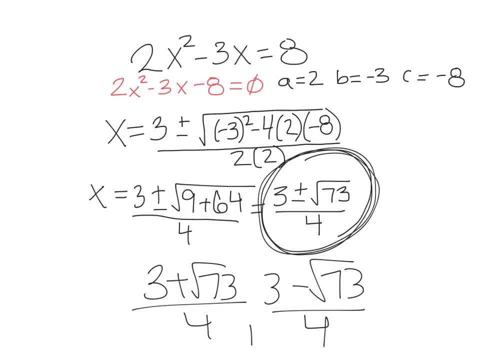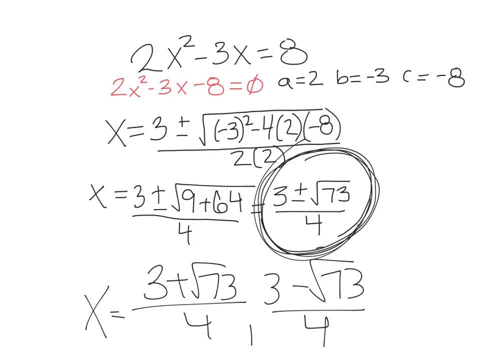Should we set the answer equal to 0 when we circle it? Nope, you're solving for x. You set your original equation equal to 0, but this is your solution. And should we set the answer equal to x? Yeah, you can write x equals. Okay.